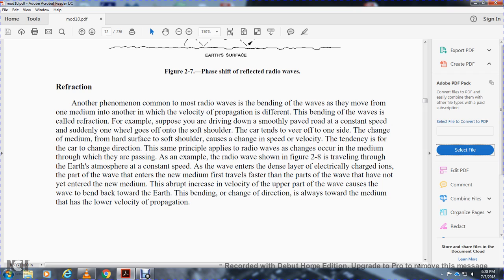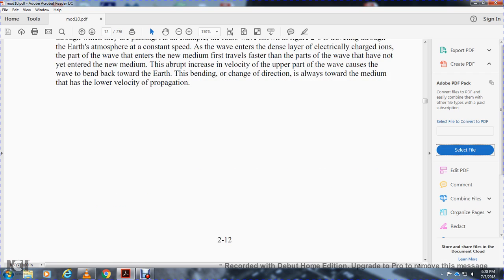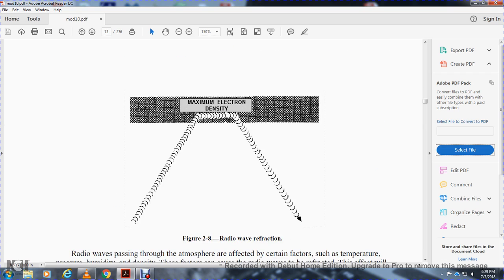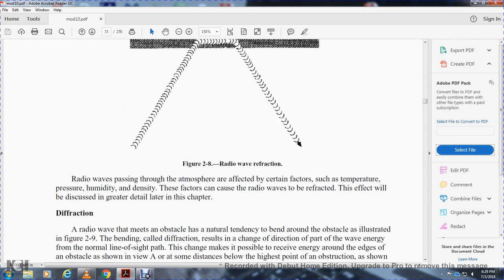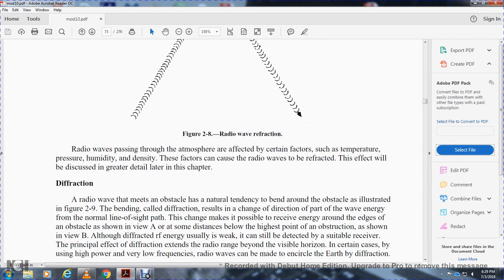The same principle applies to radio waves that change direction when the medium through which they are passing changes. For example, the radio wave shown in figure 2.8 is traveling through the earth's atmosphere at constant speed. When the wave enters a second layer of electrically charged ions, the part of the wave that enters the new medium first travels faster than the part of the wave that has not yet entered it. The abrupt increase in velocity of the upper part of the wave causes the wave to bend back toward the earth. The change in direction is always toward the medium with the lower velocity of propagation. Radio wave refraction depends on maximum electrical density. Radio waves passing through the atmosphere are affected by certain factors such as temperature, pressure, humidity, and density.